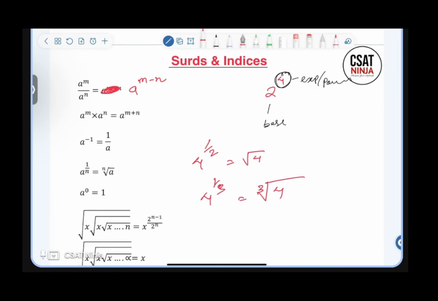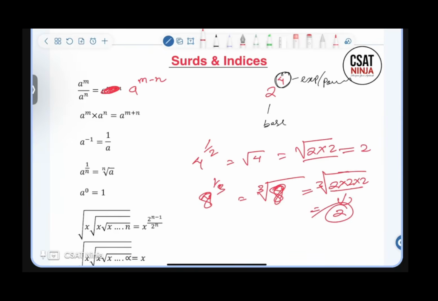What is square root? Square root means if a number is repeating 2 times, we take 1 out of the root. Let's say I have 8 here. If a number is repeating 3 times, so 8 can be written as 2 into 2 into 2. Cube root means if the number is repeating 3 times, only then you can take 1 out of the root. So that is cube root and that is square root.